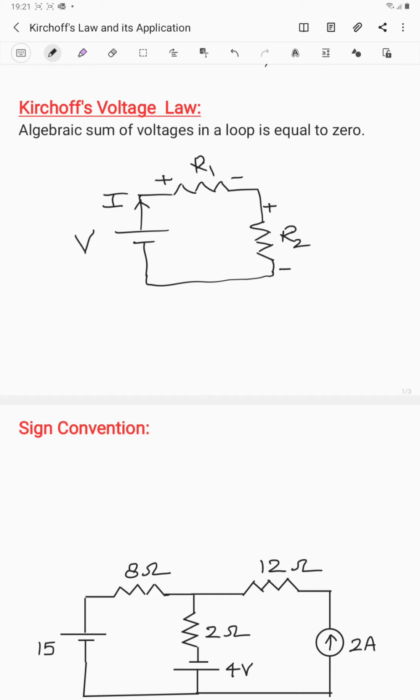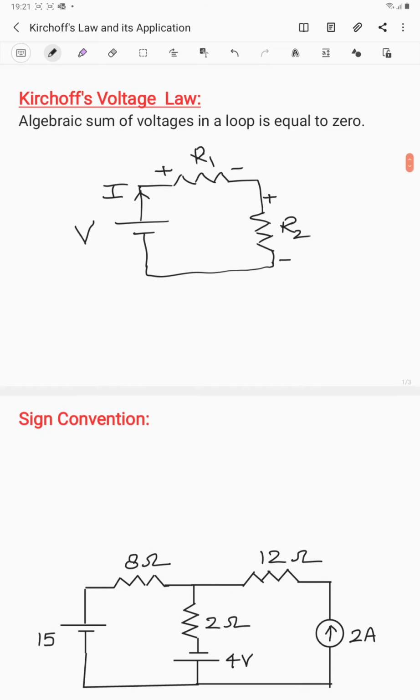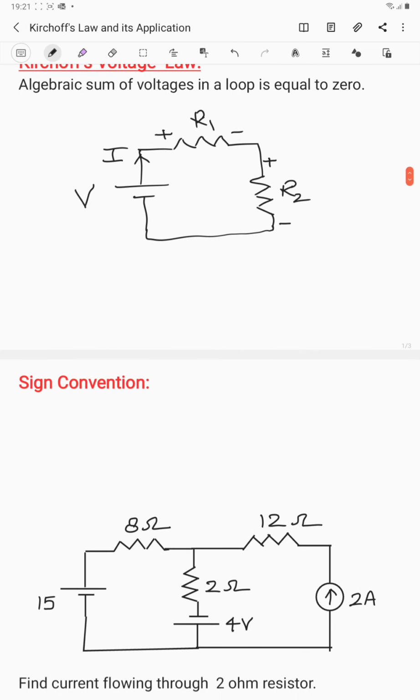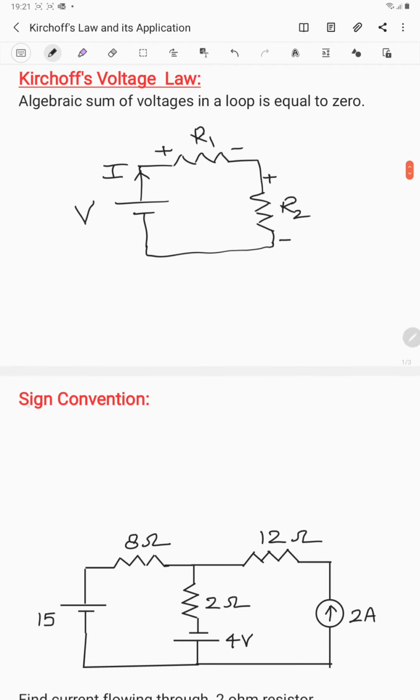Now, before we write down the equation of the KVL, we should have an idea about the sign convention. So what is a sign convention? Sign convention says that whenever we move from minus to plus through an element, we consider a plus sign, and on moving from plus to minus through an element, we consider a minus sign. So what do we mean by element? An element could be a voltage source, it could be a resistor. So moving minus to plus, a plus sign; plus to minus, a minus sign.